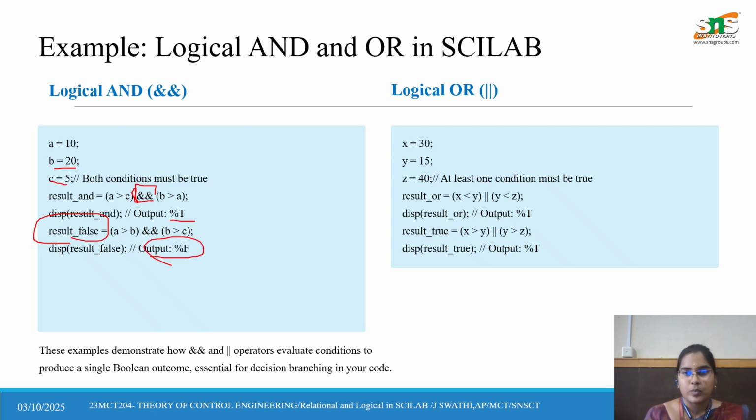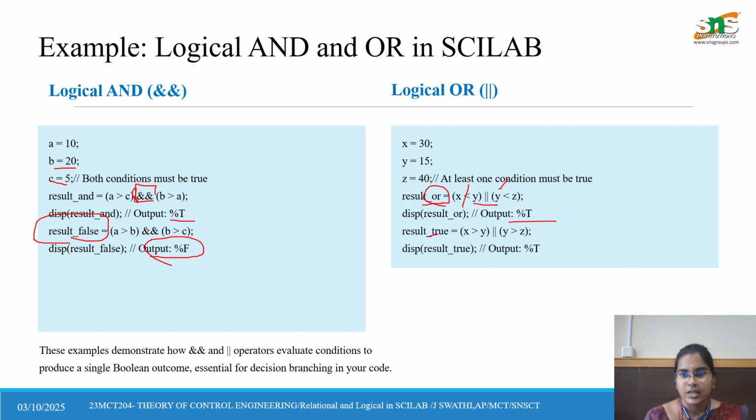Next, for the OR operation, with X, Y, Z, we have taken the result OR condition. OR means we check the condition X is lesser than Y, OR. The first condition is not satisfied. The second condition, Y is lesser than Z, yes, it is satisfied. Either condition has to be satisfied, then it is said to be true.